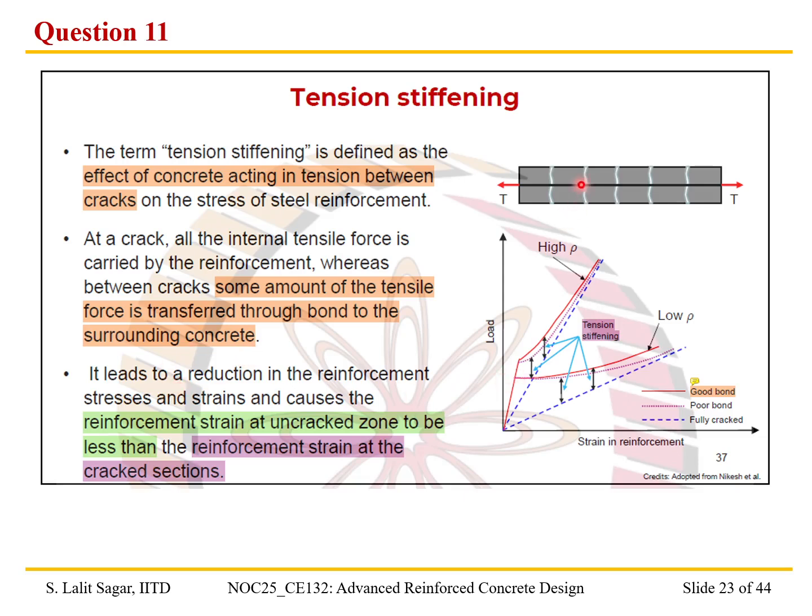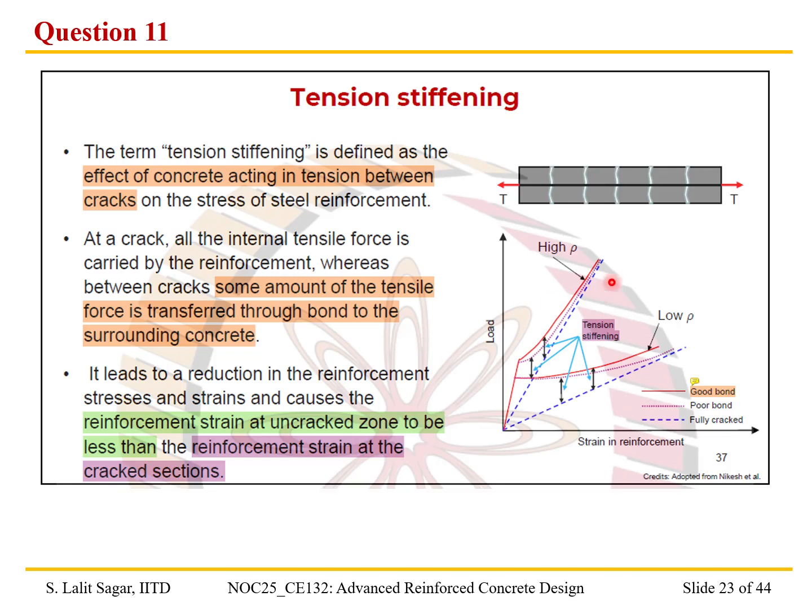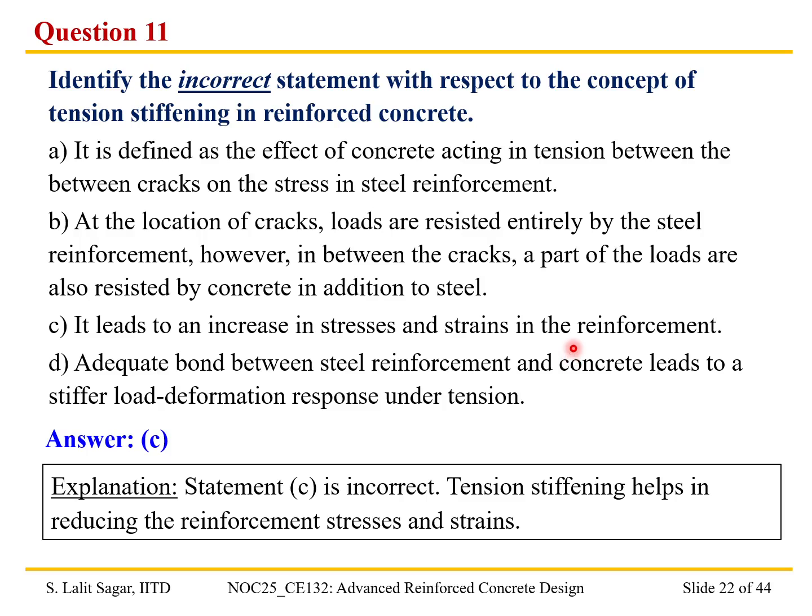Wherever there is tension stiffening, because the concrete resists a part of tensile stresses and strains, the stress and the strain in the rebar is slightly reduced. So it leads to a reduction in the reinforcement stresses and strain between the cracked region. So option C has to be: it leads to a decrease in the stresses and strain in the reinforcement, and it leads to a stiffer stress strain response. So option C is the incorrect statement, and options A, B, and D are correct.